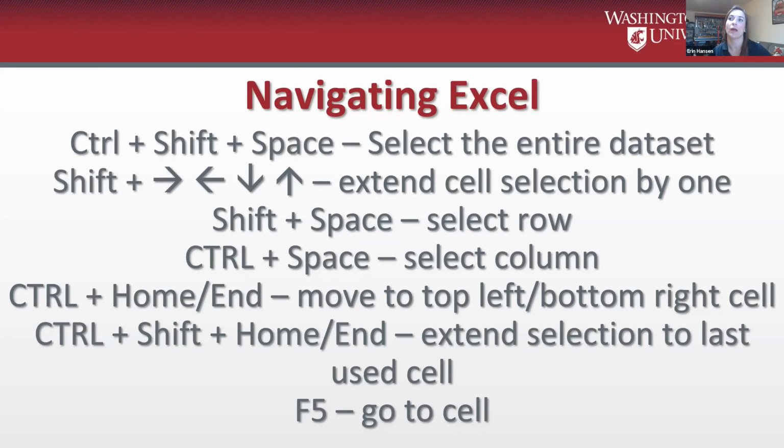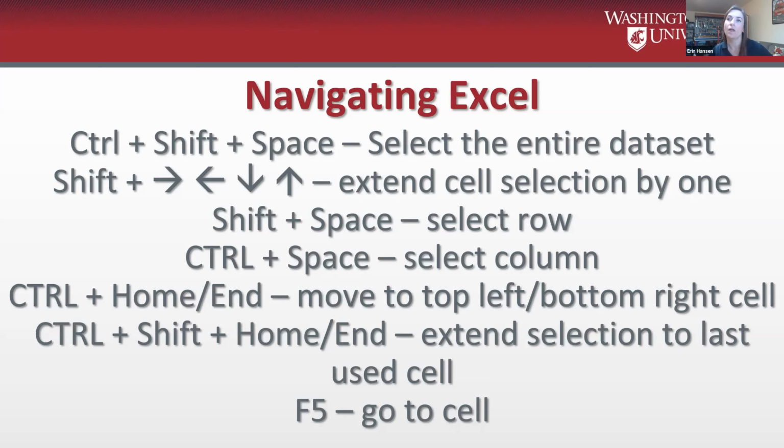Control and the Home or End buttons will move to the top left or bottom right cell of your data set. Basically think about it going to opposite ends of the spreadsheet, if you will. And Control Shift Home or End will extend the selection of cells to that same upper or lower corner from wherever your currently selected cell is.